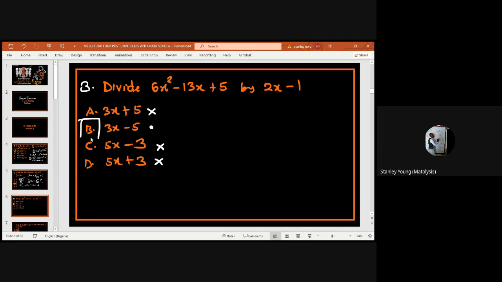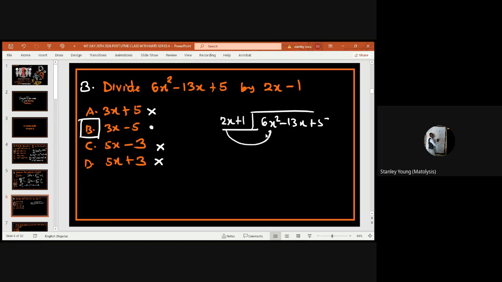And sometimes you come across smart problems that expect you to go through this shortcut. In that case, you just have to solve it the normal way. The normal way to solve this problem is to do 6x squared minus 13x plus 5 using a division table. So you have 2x plus 1.